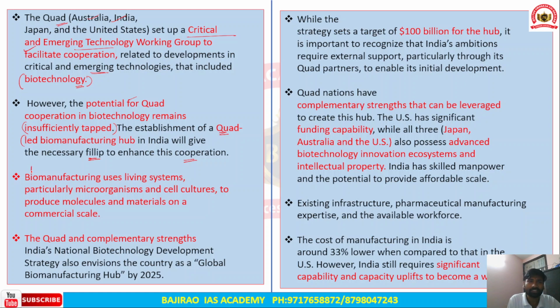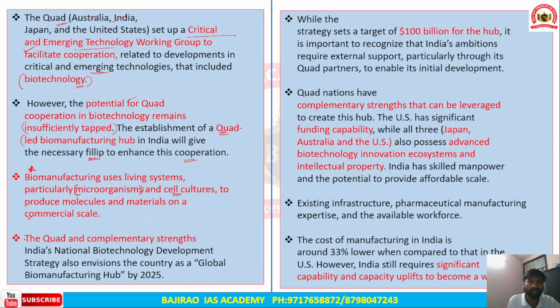So what is biomanufacturing? We need to understand biomanufacturing. Biomanufacturing uses living systems, living cells, living organisms, particularly microorganisms and cell cultures, to produce molecules and materials on a commercial scale for the benefit of mankind. Genetic engineering is also part of biotechnology. So this is the definition of biomanufacturing: it uses living systems, particularly microorganisms and cell cultures, to produce molecules and materials on a commercial scale. These have a wide variety of industrial and medical applications across the world.